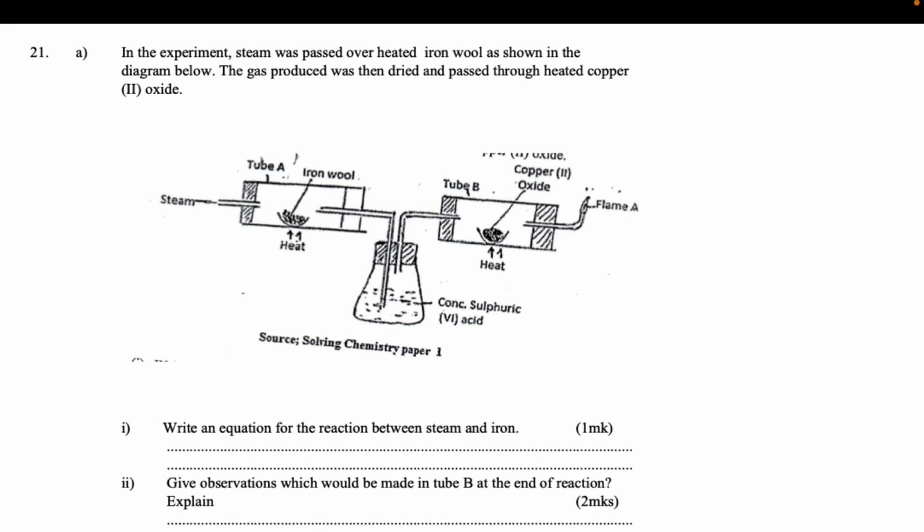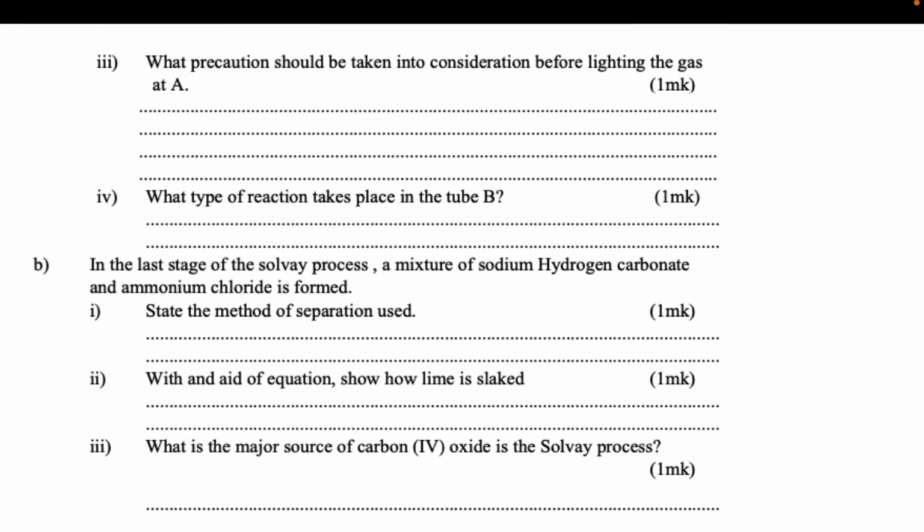In the experiment, steam was passed over heated iron wool as shown in the diagram below. The gas produced was then dried and passed through heated copper II oxide. Write an equation for the reaction between steam and iron. Give observations which would be made in the tube at the end of reaction. Explain. What precaution should be taken before lighting the gas at A? What type of reaction takes place in the tube B?